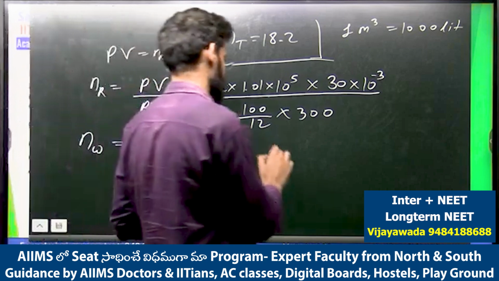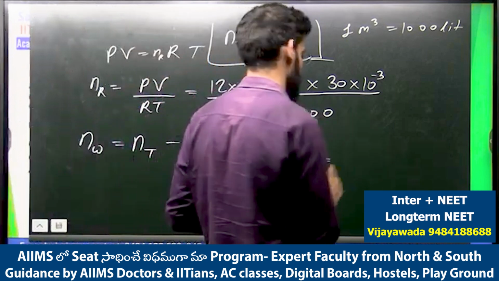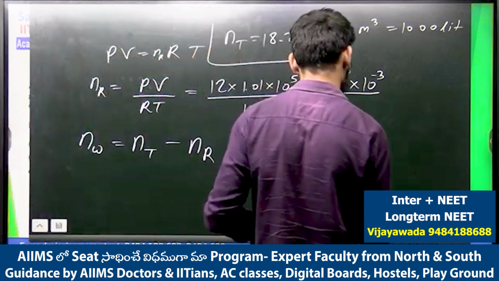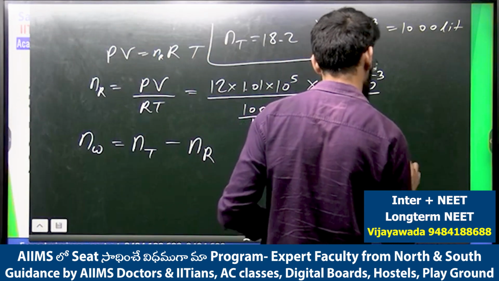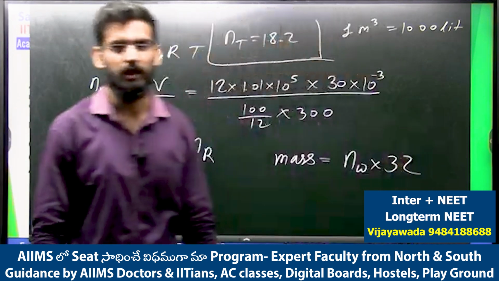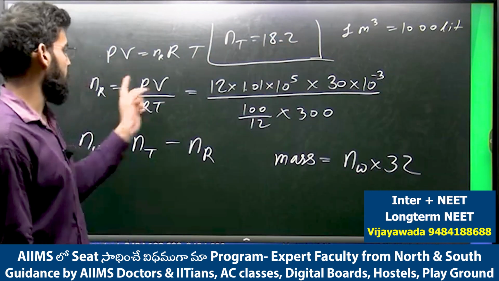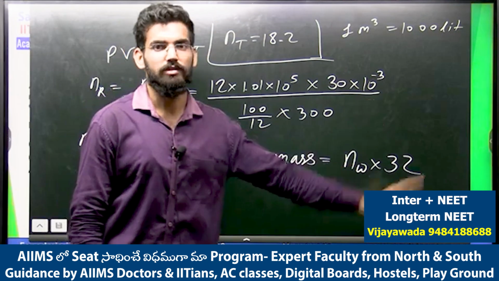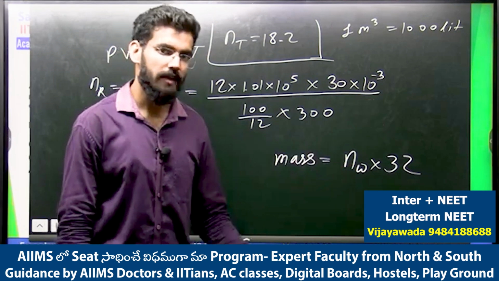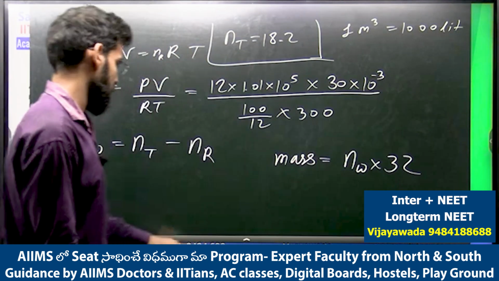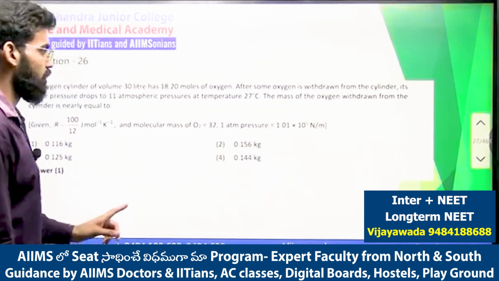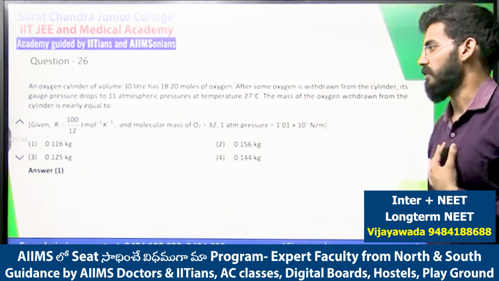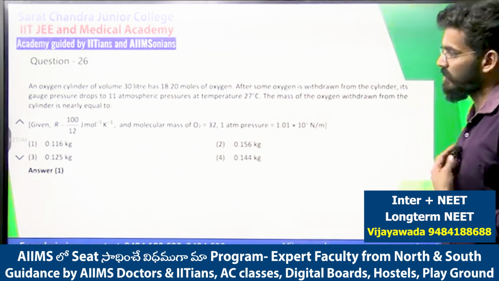If I want to get mass, mass is number of moles into molecular mass, right? So the number of moles is nW, into the molecular mass of oxygen, which is 32, that is 16 into 2. From here you get nR, N total you have, so you will get nW. nW into 32 is your answer. That answer will come in grams. You have to answer in kg, so divide by 1000.